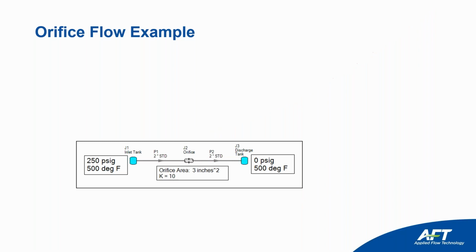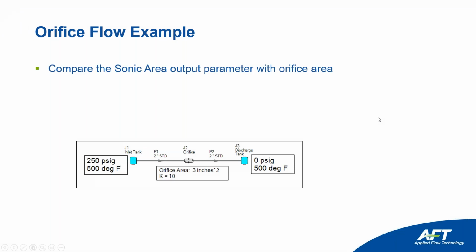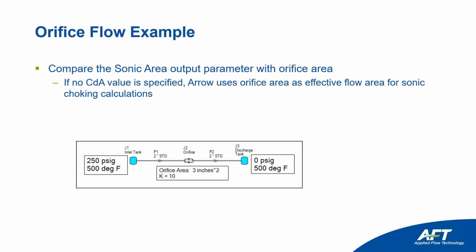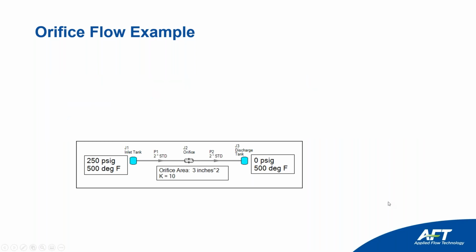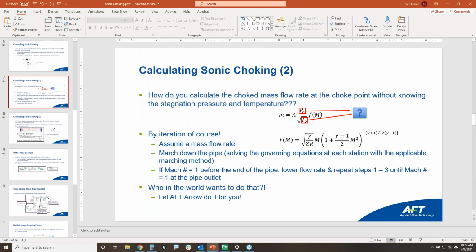So we're going to take a look at that in detail, and we're going to review a few scenarios with this. If you remember, we need that CDA value to calculate the choked mass flow rate. If I go back a few slides to this equation right here, this area is your CDA value for a restriction. And that's why it's important that you have a CDA value, so that AFT Arrow can calculate if you're choked.